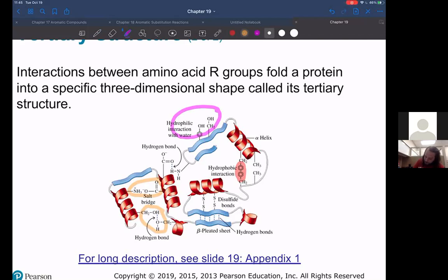And then again, lastly, we have our kind of unique disulfide bonds that are taking place specifically between cysteine residues, and those covalently bond these two secondary structural elements to one another. So all of these forces in total contribute to the overall 3D shape of the molecule.